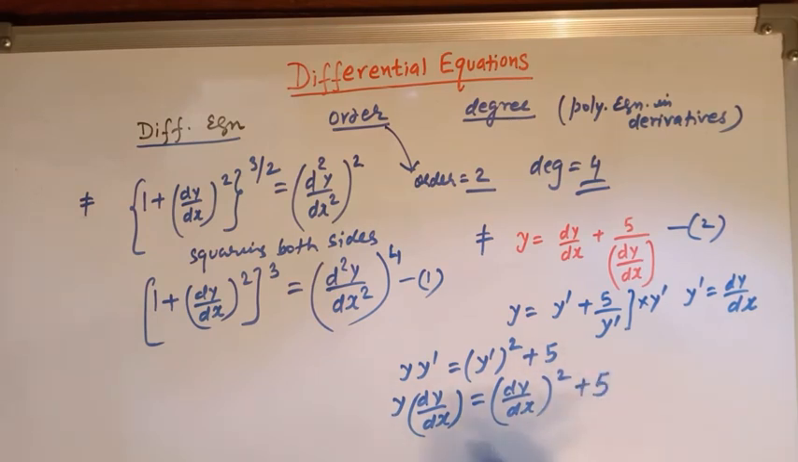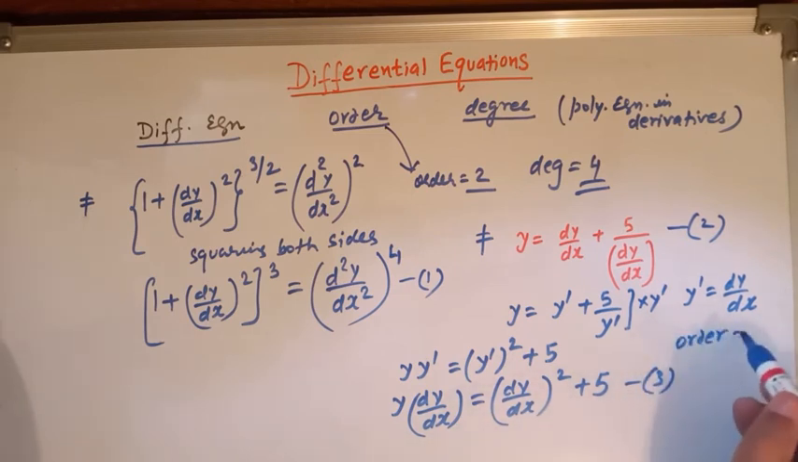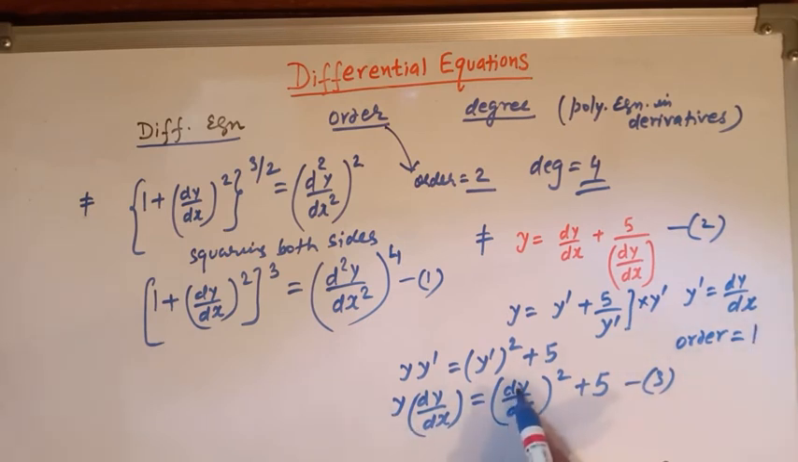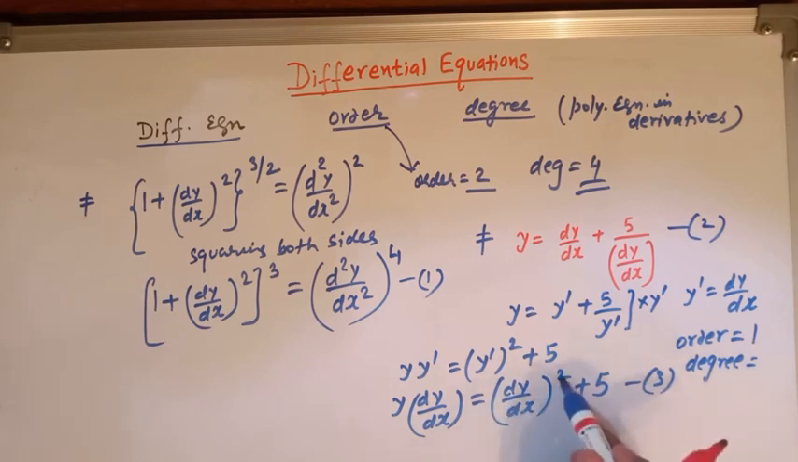Okay. Now from this equation 3, we see that the order of this differential equation is 1, because the highest order derivative is the first order derivative, so dy by dx here. So order is 1. And what is degree? Degree of this differential equation is 2. Clear?